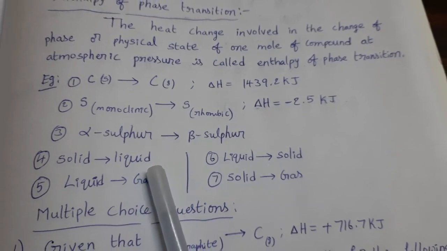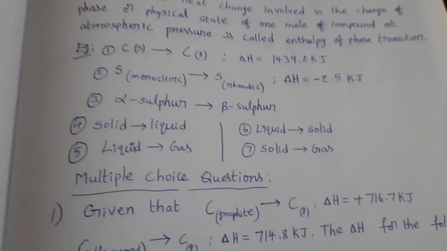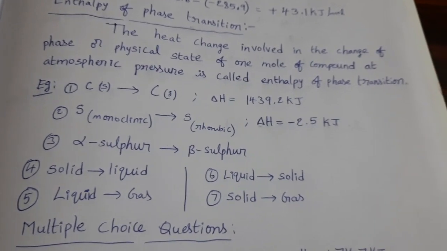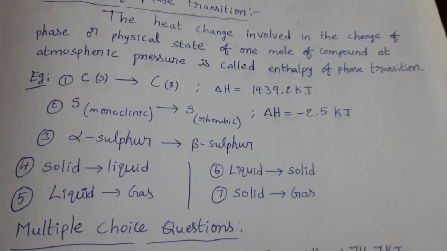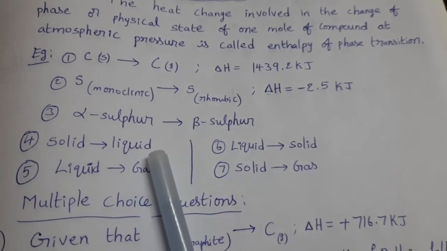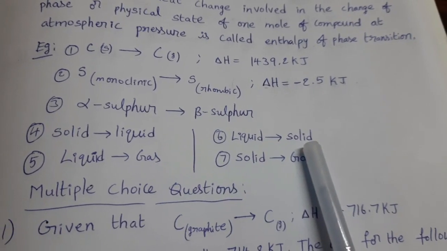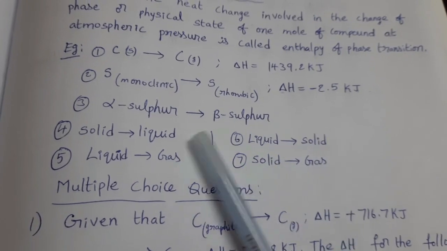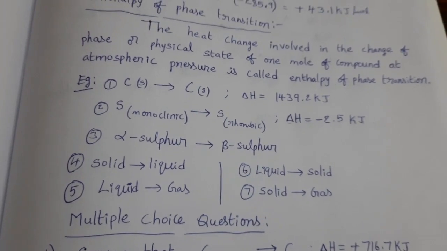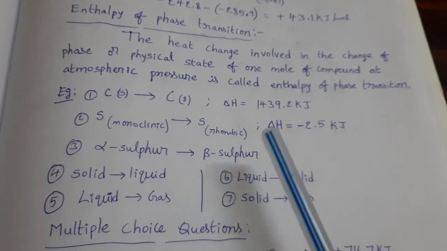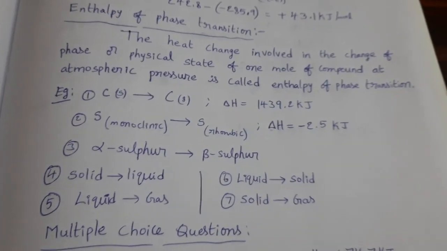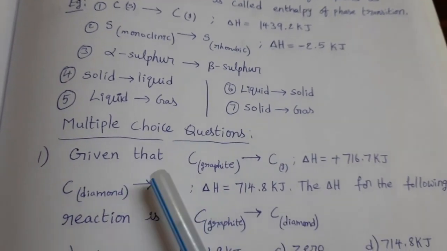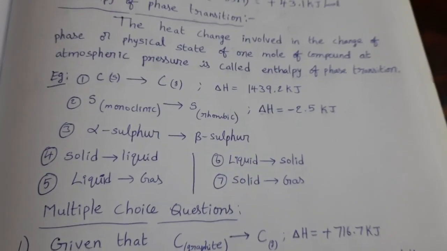Solid is converted to liquid, then what is that? Fusion. Liquid is converted to gaseous state, vaporization. Liquid is converted to solid, solid is converted to liquid means melting, liquid is converted to solid means freezing, solid is converted to gaseous state means sublimation. So all these are examples of phase transitions. Enthalpy related to all these phase transitions is simply called enthalpy of phase transition. Now see the next question. Okay students, we will meet in the next class.